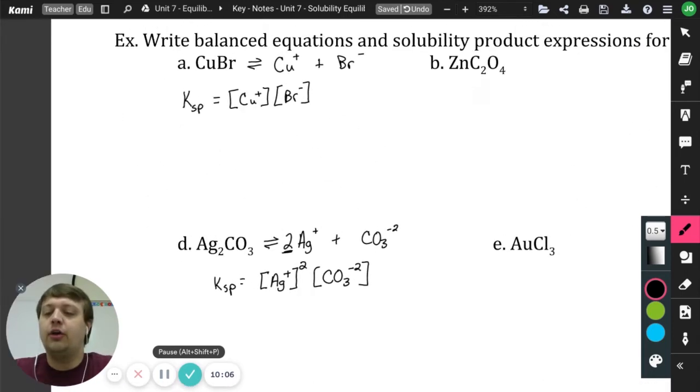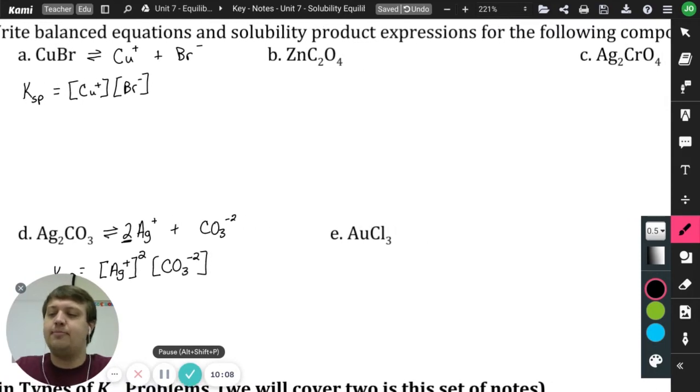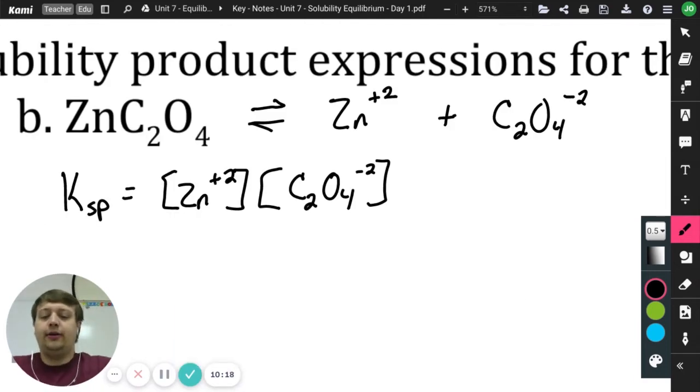Okay, so what I want y'all to do is actually give B and C a try. Go ahead and solve for B and C, and then we will go over it. All right, so this is what you should have ended up with for this zinc oxalate. First off, I wrote my reaction. So I have zinc with a +2 plus the oxalate, which has a -2 charge. And so we would find our KSP equals the concentration of zinc times the concentration of that oxalate.